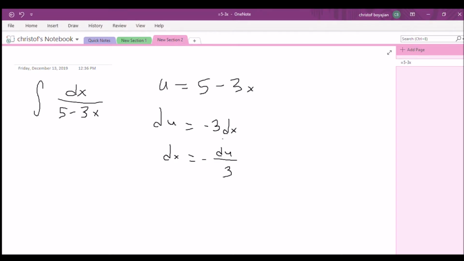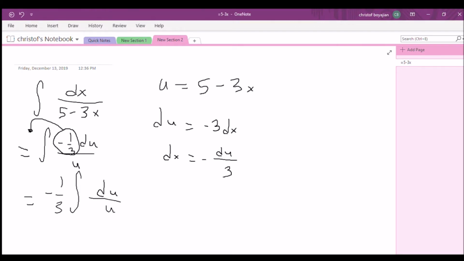So now we can go ahead and replace our variables here of x in terms of u. If we replace the bottom chunk down here, we said that 5 minus 3x is u, so it's going to be this expression over u, and we said dx to be negative 1/3 times du. Now this still looks a little messy, but remember we can take constants out of our integral. So we can take out this negative 1/3 and put it out here. So this is the same thing as negative 1/3 times the integral of du over u.